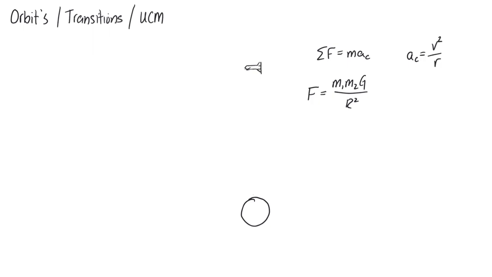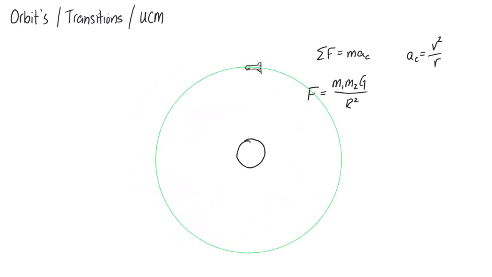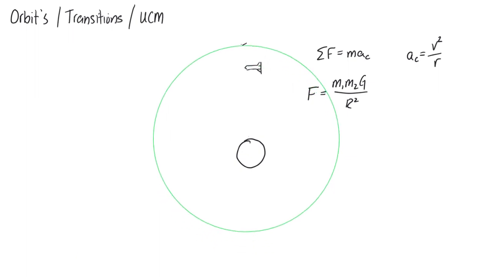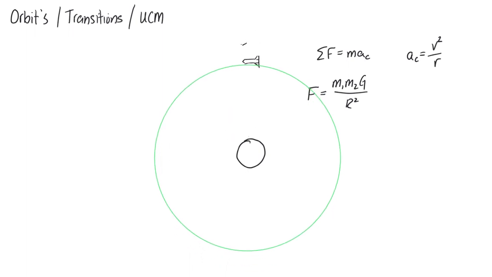Now, a circular orbit around the planet is not necessarily easy to do. Most orbits aren't circular. In a circular orbit, we are trying to make it just perfect.